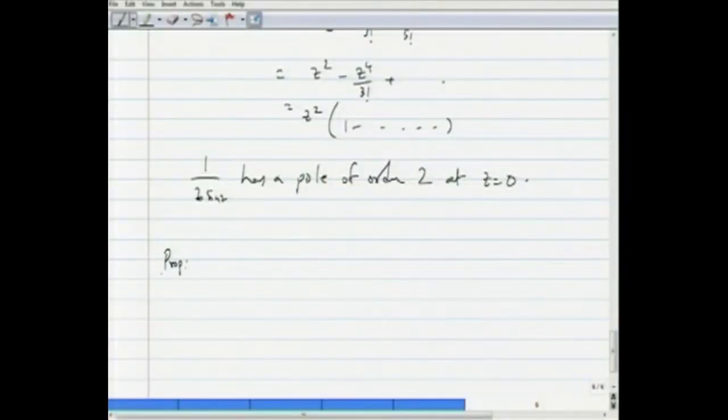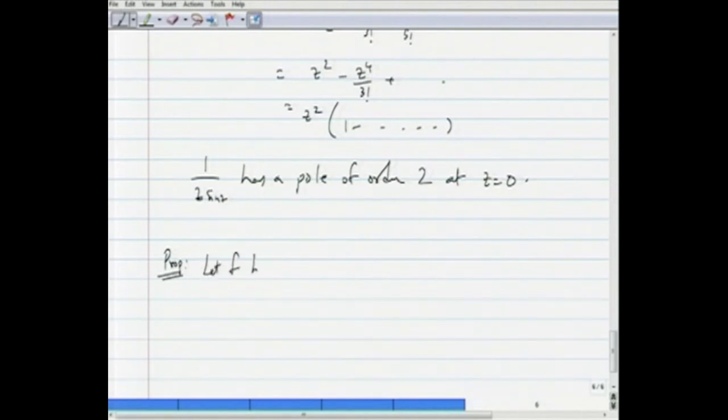So, poles and zeros work in mutually opposite ways like we have seen. If f has a pole at a point a, then 1 by f has a 0 at a. By that I mean it has a removable singularity, and once you remove the singularity, there is a 0 of 1 by f. So, what we can state is the following. Here is a simple proposition, it is sort of the cancelling behavior of zeros and poles.